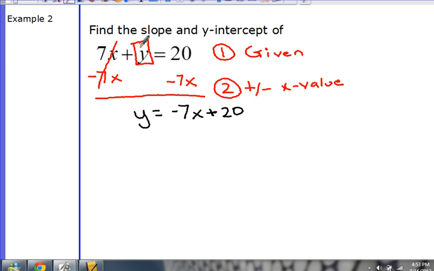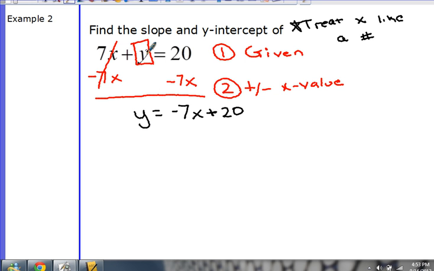Whatever variable you're solving for, the other one you treat. So since we're not solving for x, we are going to treat x like a number, like its own number, okay? So it's going to move with the 7, okay?